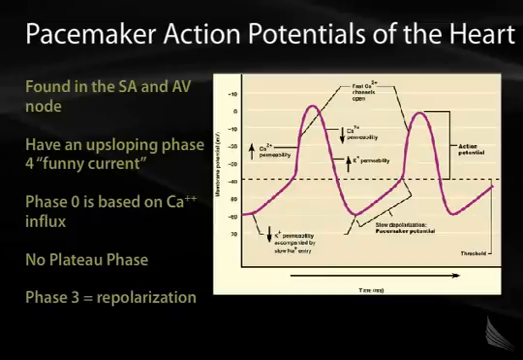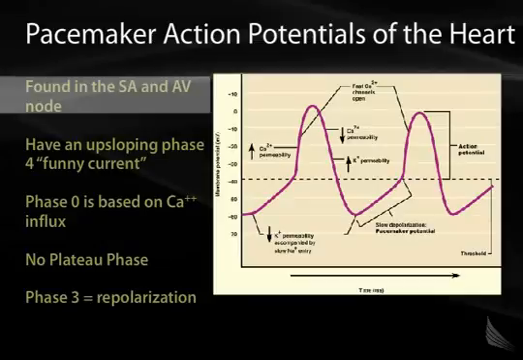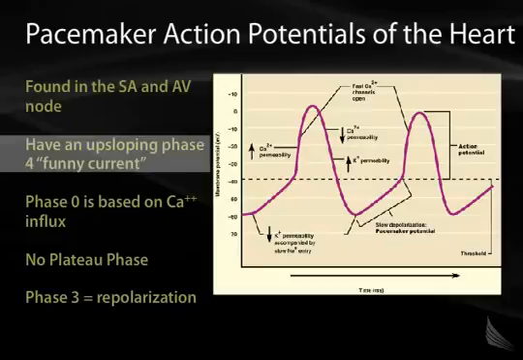The pacemaker action potential of the heart is only seen in the SA and the AV node. The previous action potentials that we were looking at are only found in ventricular myocytes, Purkinje fibers, and in atrial myocytes. In the pacemaker action potential, phase 4 is upsloping. Remember, in the previous action potentials, phase 4 was mostly flat. The upsloping phase 4 is caused by a funny current. The funny current, which we will discuss later, is responsible for the pacemaker activity of the heart.